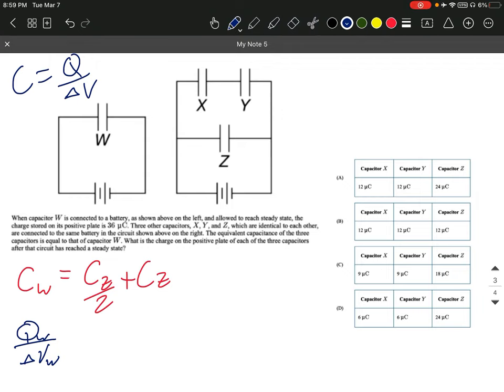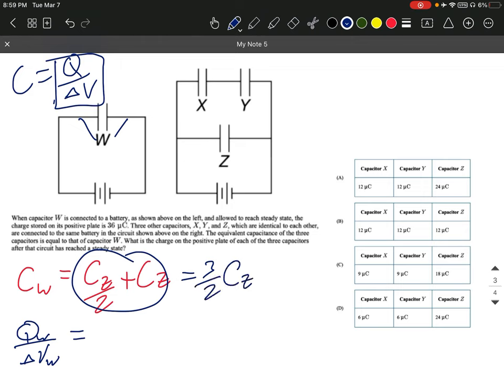Capacitance, by its definition, is literally the charge on one of the plates divided by the voltage across that capacitor. So I'm going to do the same thing over here, simplifying this to 3 over 2 CZ. I would get 3 over 2. Again, instead of writing CZ, I'm going to write the charge on the plate Z divided by the voltage across that capacitor Z.